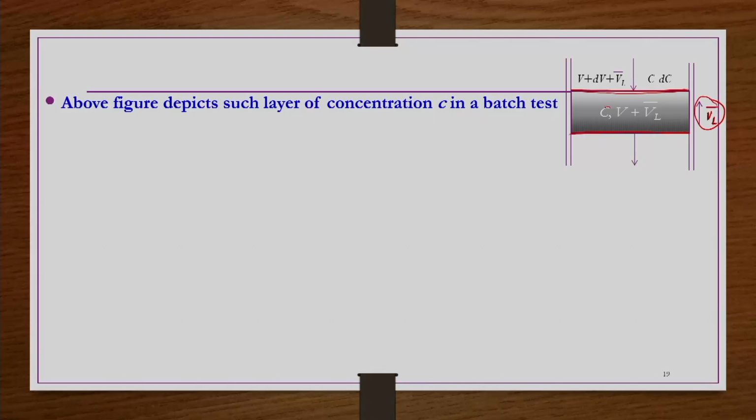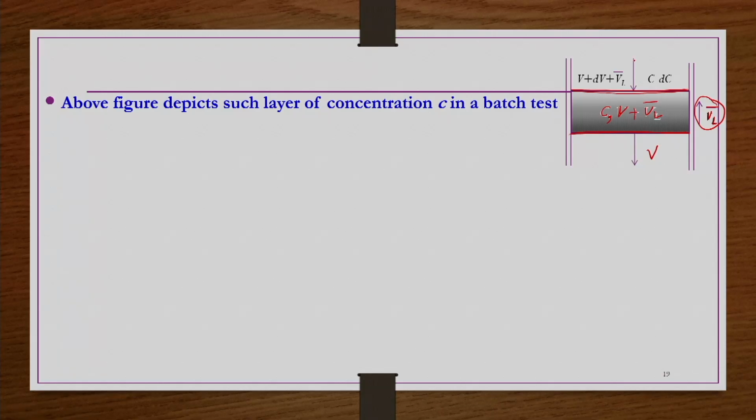The concentration of solids in this layer is C, and the solids settle through this layer at velocity V plus VL bar with respect to the layer, or simply V with respect to the column wall.